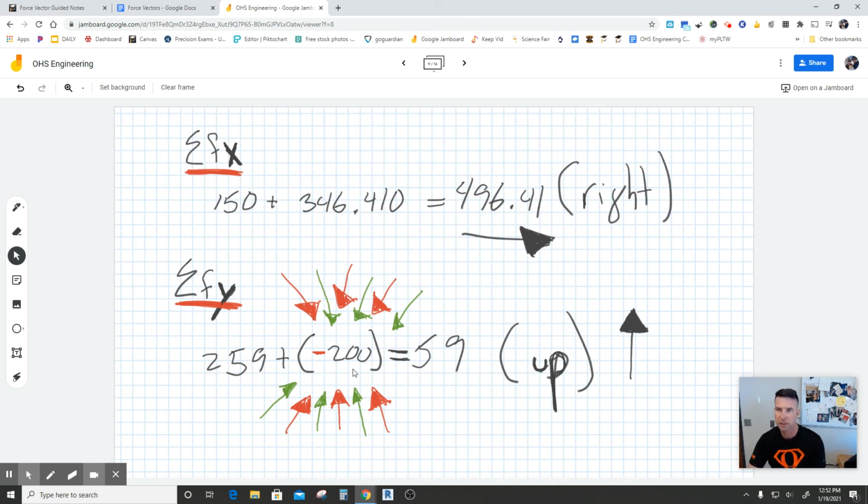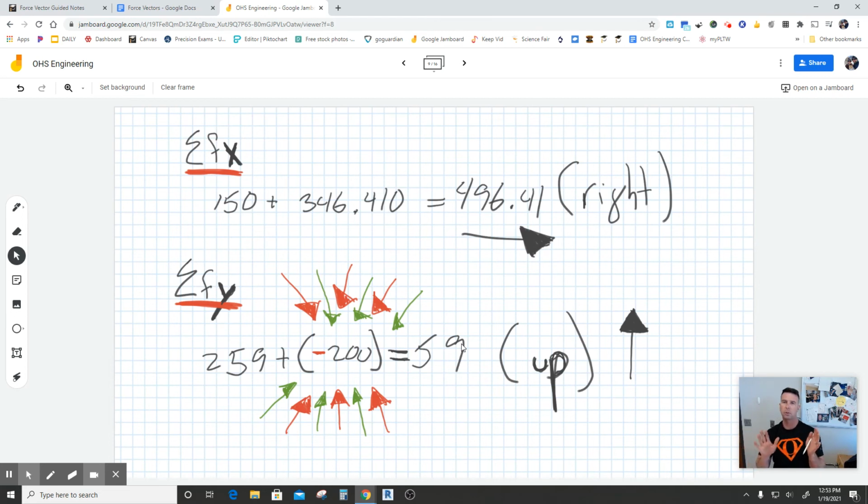This one with all the crazy arrows, it's really important. A positive 259 plus a negative 200 gets 59. This is a y force. My choices are up or down. Since this came back positive, then I am going up. This is really important because we're about to draw a brand new picture.